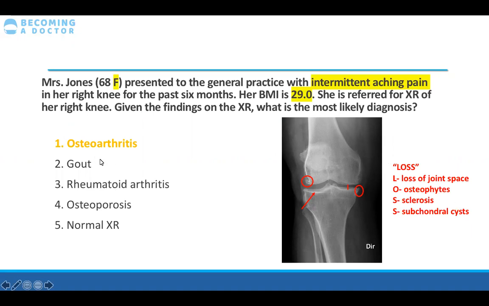In terms of gout, no one answered gout. It's unlikely to be gout, especially because of the X-ray findings. Rheumatoid arthritis is a possibility, but rheumatoid is more likely to affect the smaller joints of your hands and feet. It can still affect the knee, so it's a good differential to have in your mind. Osteoporosis is unlikely to be symptomatic. It's usually asymptomatic, and then a patient will present with either a fragility fracture or it might be an incidental finding. A normal X-ray, well, here you can clearly see that there are X-ray changes. So we go with osteoarthritis as the answer.